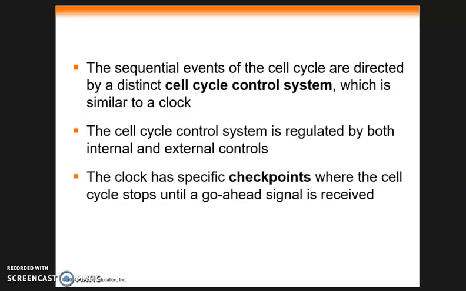The sequential events of the cell cycle are directed by a distinct cell cycle control system. Cyclically operating molecules trigger and coordinate key events in the cell cycle. The control cycle has a built-in clock, but it's also regulated by external adjustments and internal controls. A checkpoint in the cell cycle is a control point where stop and go-ahead molecules regulate the cycle. The signals are transmitted within the cell by signal transduction pathways.